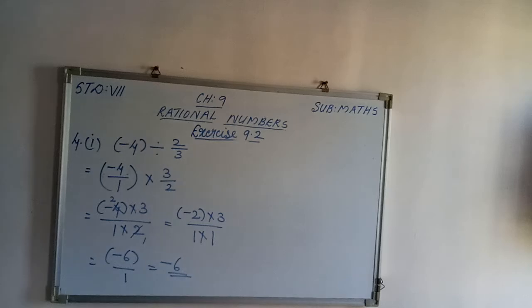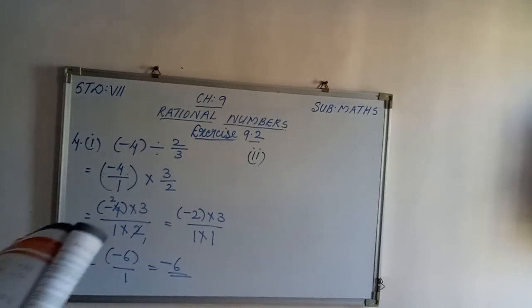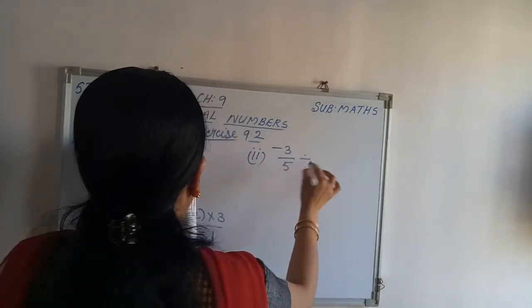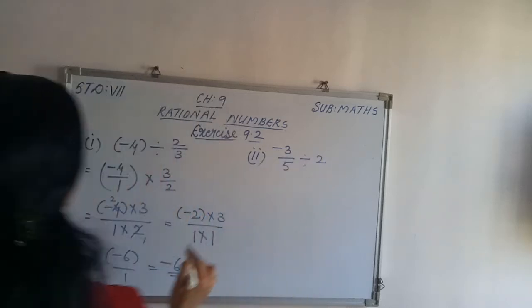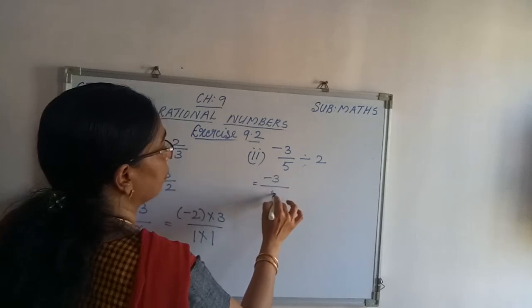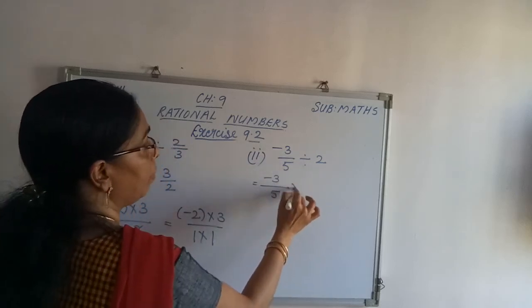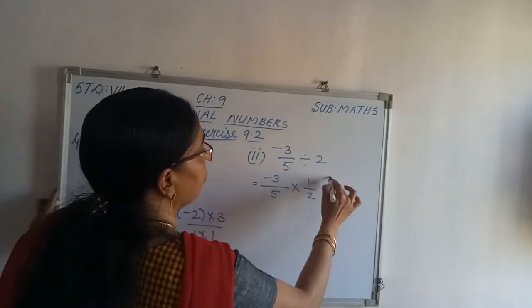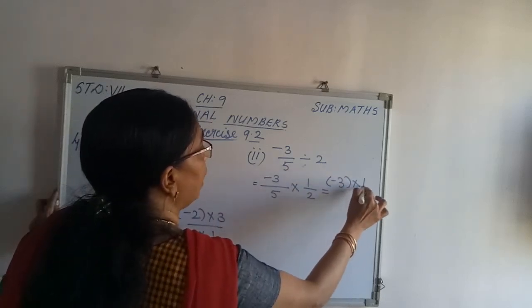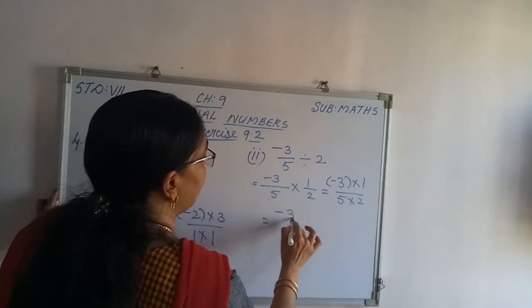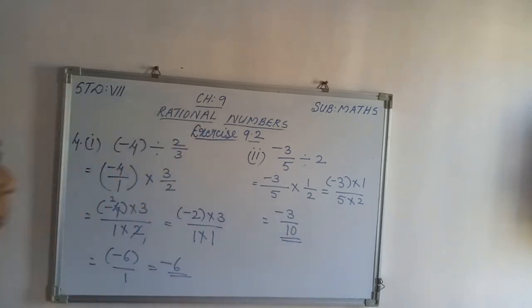Is that clear? Now second question. Minus 3 upon 5 divided by 2. So minus 3 upon 5 as it is. Then in place of division, multiplication, reciprocal of 2, 1 upon 2. That can be written as minus 3 into 1 upon 5 into 2. So the answer will be minus 3 upon 10. Okay.